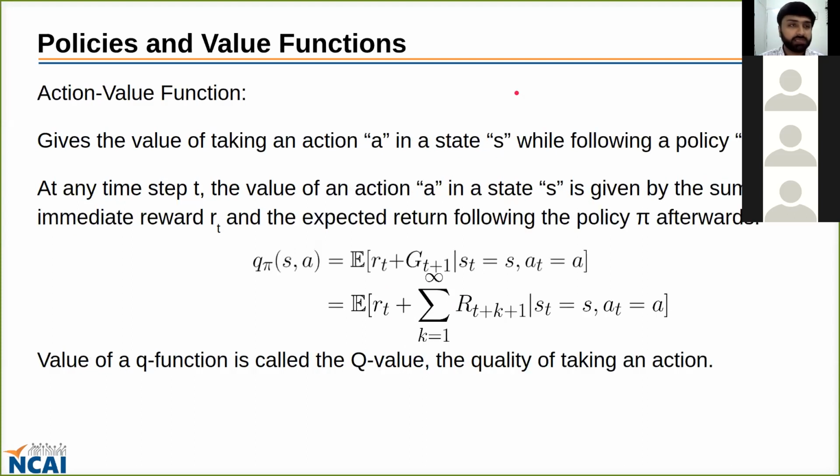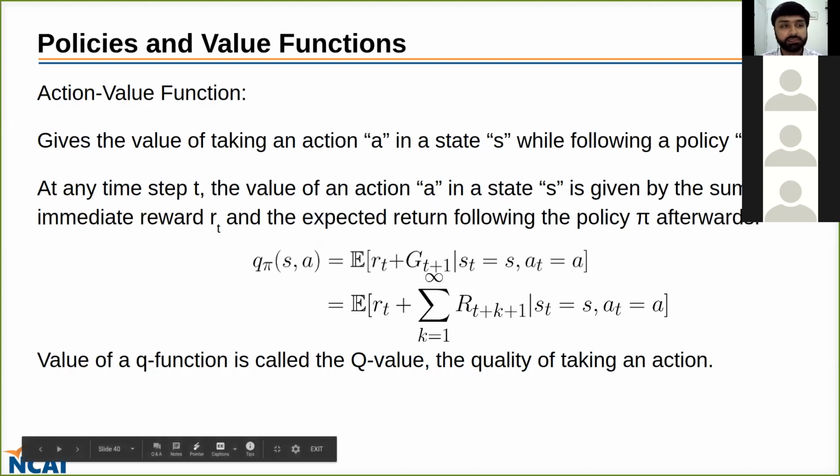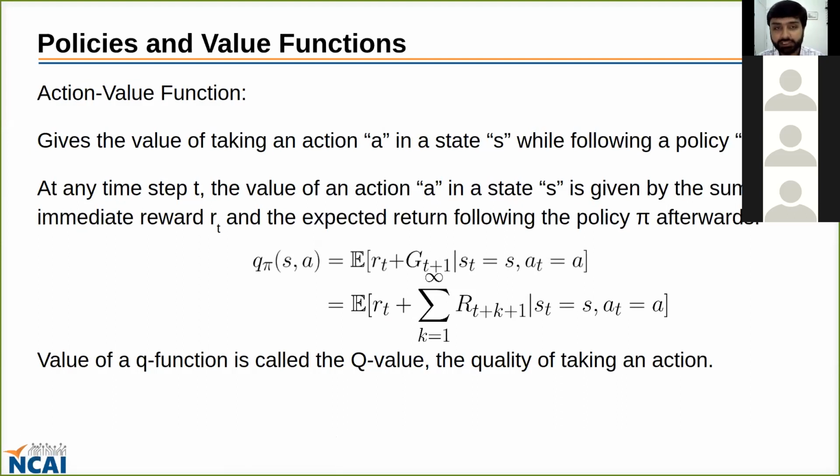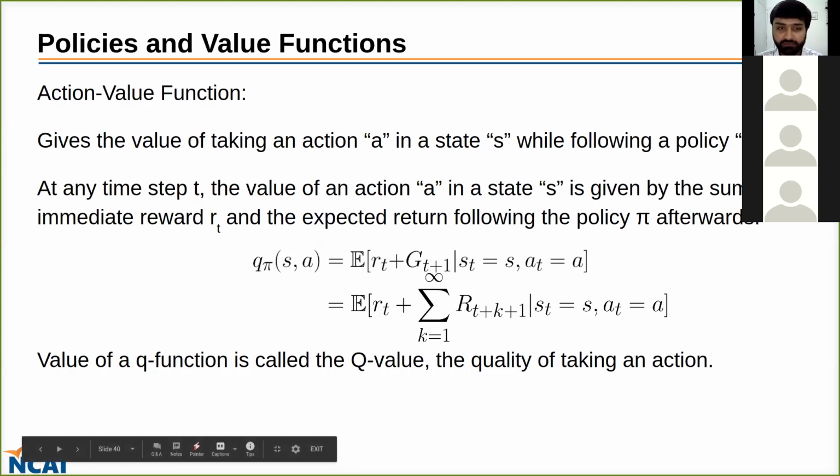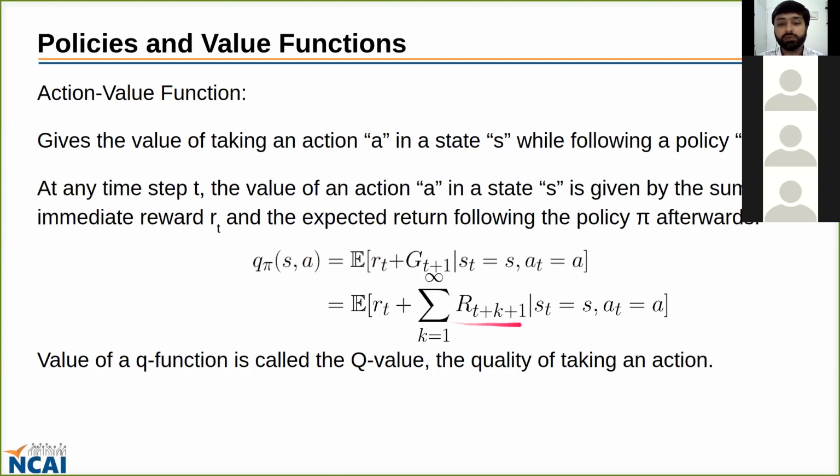Okay, so the second type of value function is the action value function, which gives the value of taking an action while being in a state, and then following a policy pi. At any time step, the value of an action in a state is given by the sum of the immediate reward, which is definite because taking a particular action would lead to a particular reward, and afterwards following the expected return as per the policy.